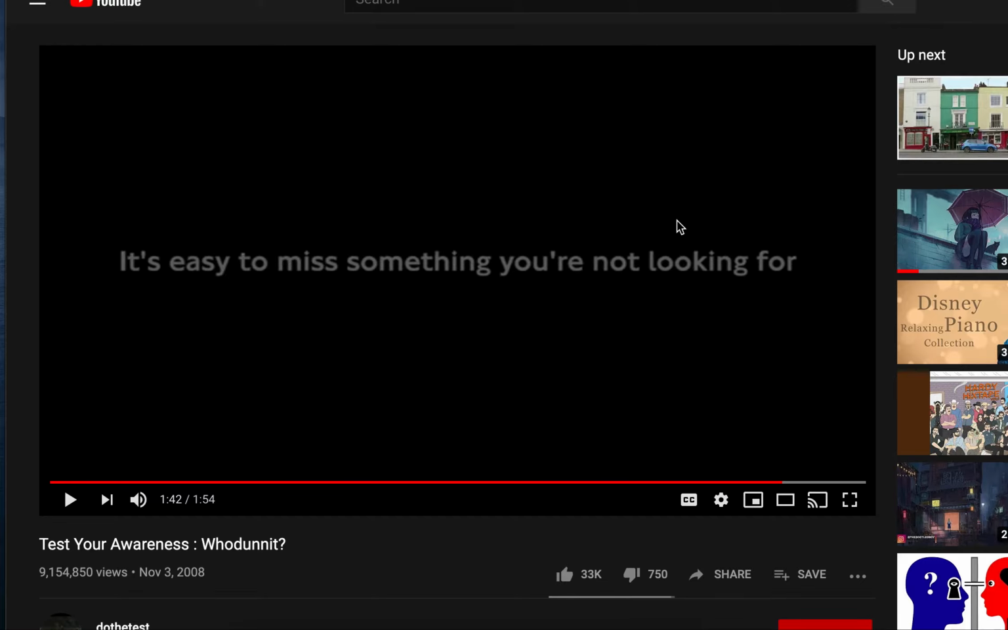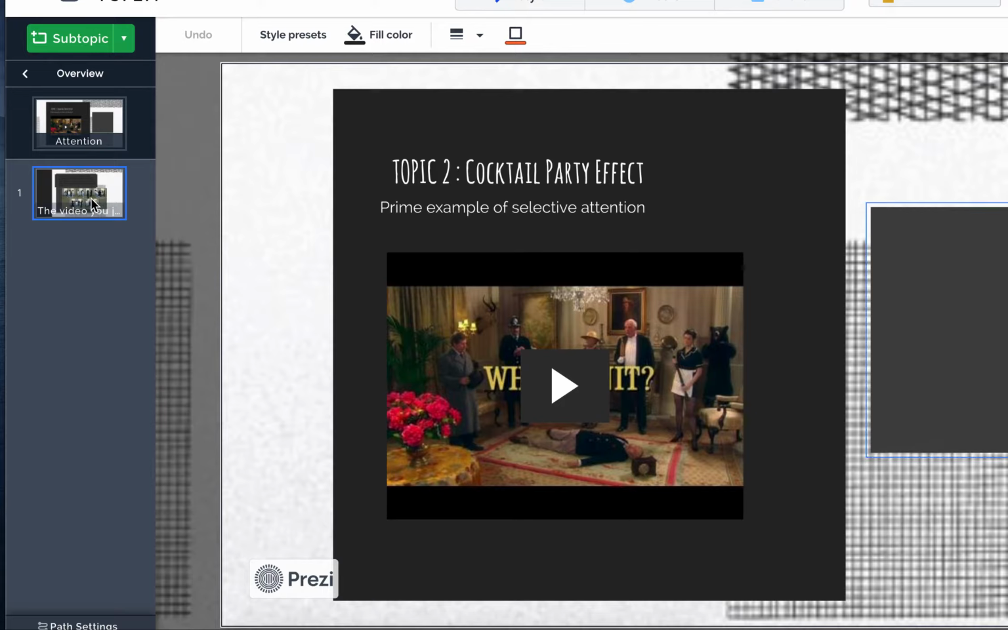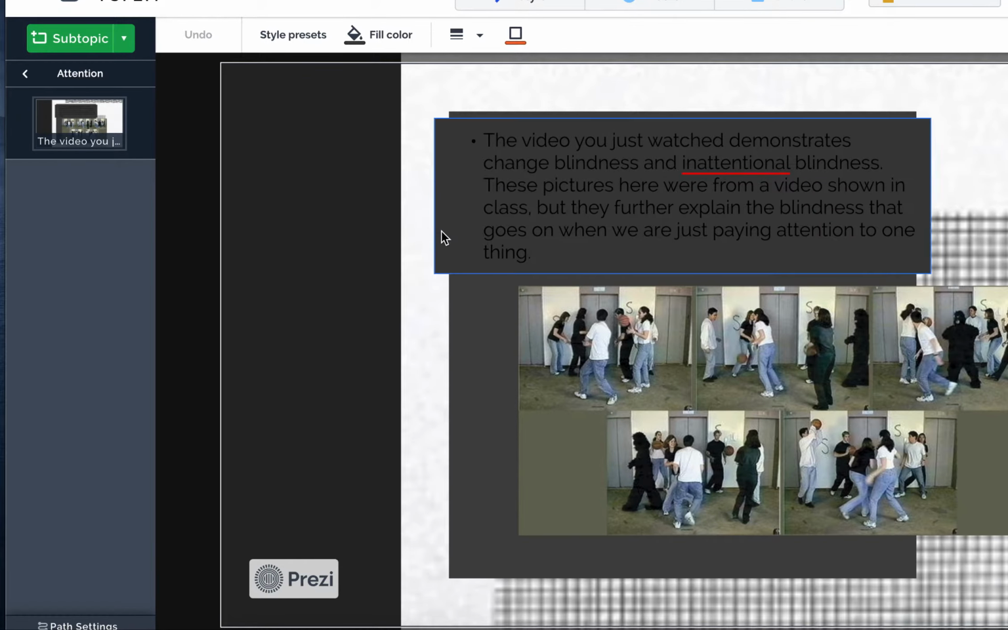So in this example, we were paying attention to everybody talking and not really paying attention to the sudden changes that were happening in the background. Just to reiterate, the video you just watched demonstrates change blindness and inattentional blindness as well. These pictures below are from a video that was shown in class, but they further explain blindness that goes on when we are paying attention to one thing.